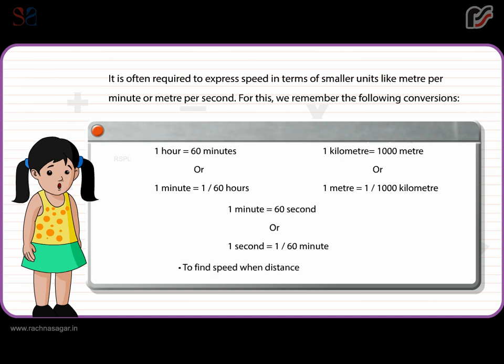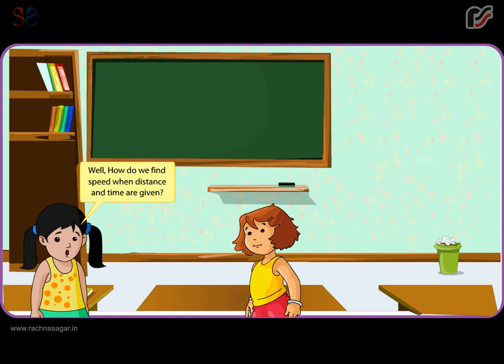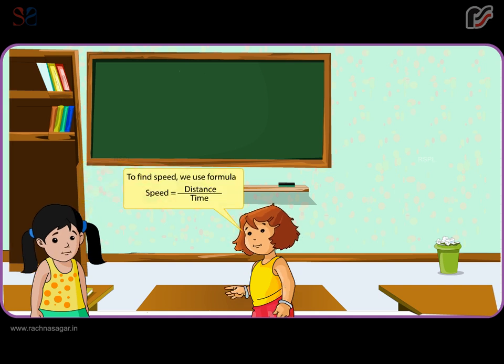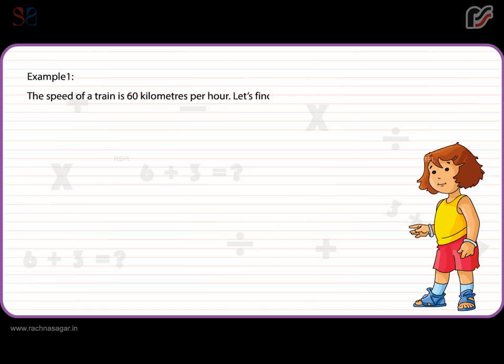To find speed when distance and time are given. Well, how do we find speed when distance and time are given? To find speed, we use the formula: speed is equal to distance by time. The speed of a train is 60 km per hour. Let's find its speed in meters per second.